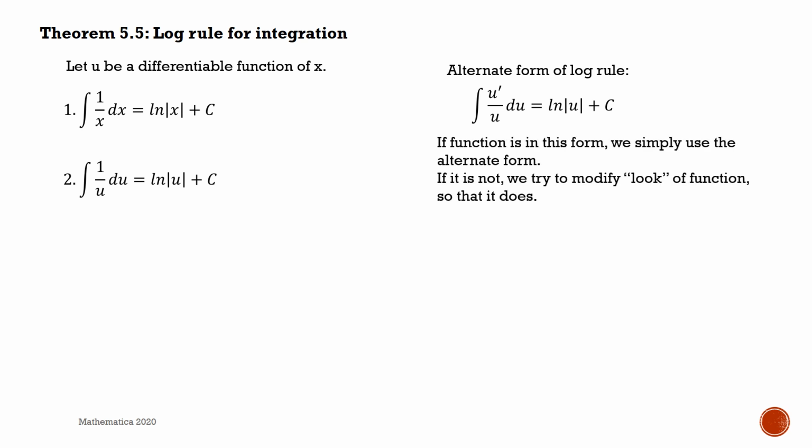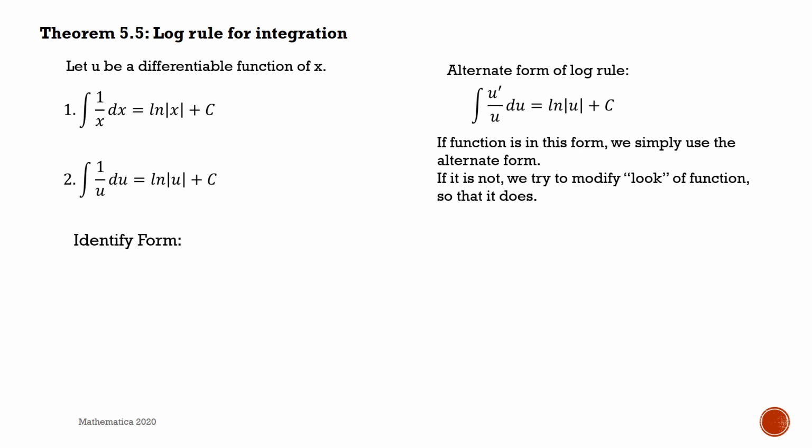So if the function is in this form, then we simply use the alternate form. If it is not, then we try to modify the look of the function so that it does. And we've done that before, where we've modified the look of a function. We did it in previous videos where we used the substitution method. And I'll be showing you an example of that a little bit later on.